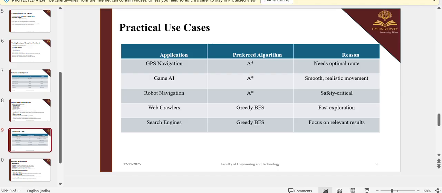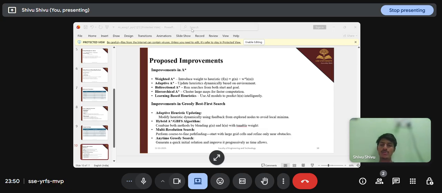So coming to the next slide. These are the proposed improvements. Improvements in A star. First one, weighted A star, adds a weight factor to the heuristic. It helps balance between speed and accuracy. Next, adaptive A star adjusts the heuristic dynamically based on the environment. It is useful in changing or unpredictable surroundings.